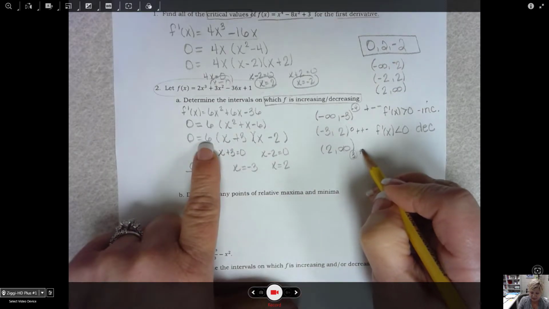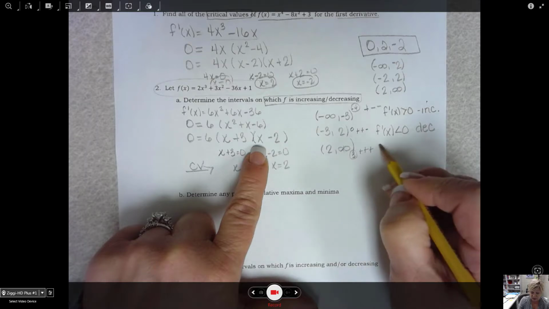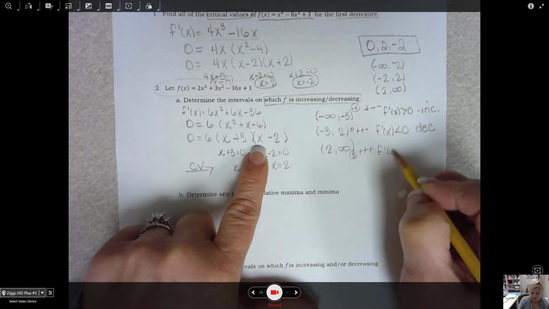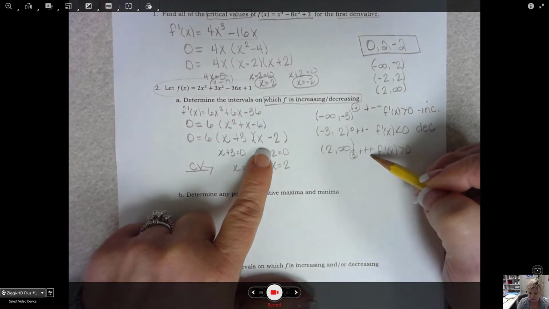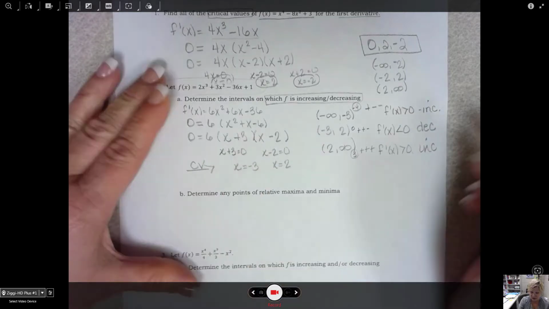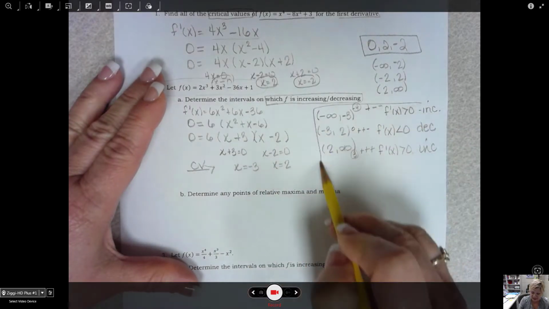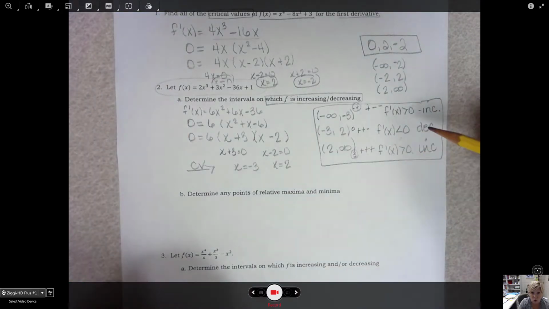Again, 6, 3 plus 3 is positive. 3 minus 2 is positive. My first derivative is positive because a positive times a positive times a positive is a positive. And we are increasing on that function again.